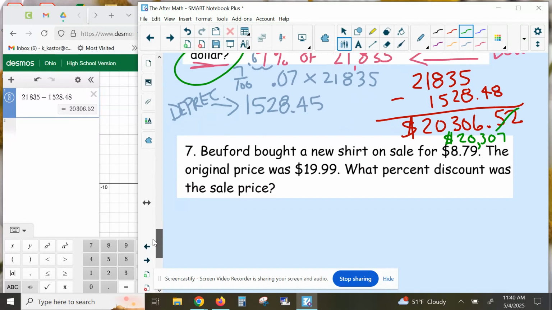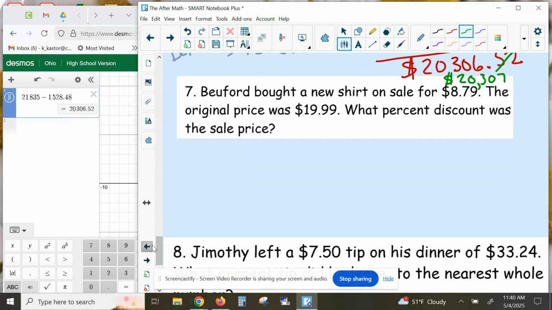Okay, what do I know? Okay, Buford bought a new shirt on sale for $8.79. The original price was $19.99. I say Buford got a deal. What percent discount was the sale price? Okay, so we need to figure out. This is the new price, right? And this was the original price.